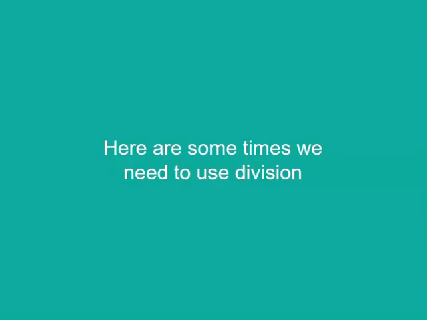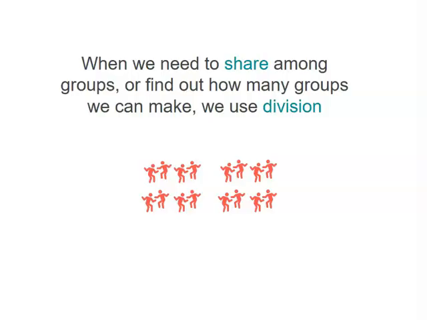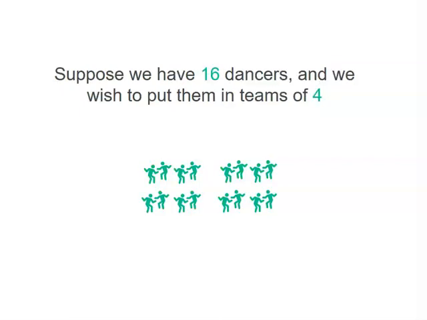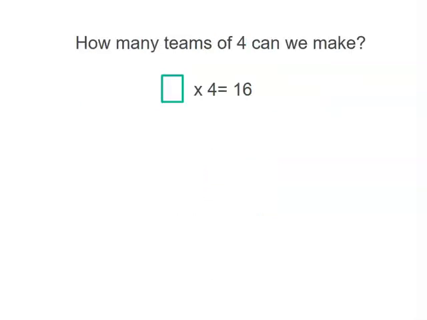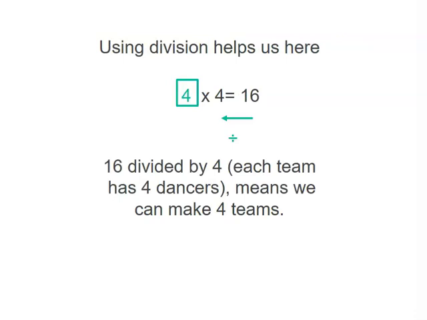Here are some times we need to use division. When we need to share among groups or find out how many groups we can make, we use division. Suppose we have 16 dancers and we wish to put them in teams of 4. How many teams of 4 can we make? Well, that number multiplied by 4 gives us 16. So we can use division to go backwards here. 16 divided by 4, because each team has 4 dancers, means we can make 4 teams. And we can check that 4 by 4 does equal 16.